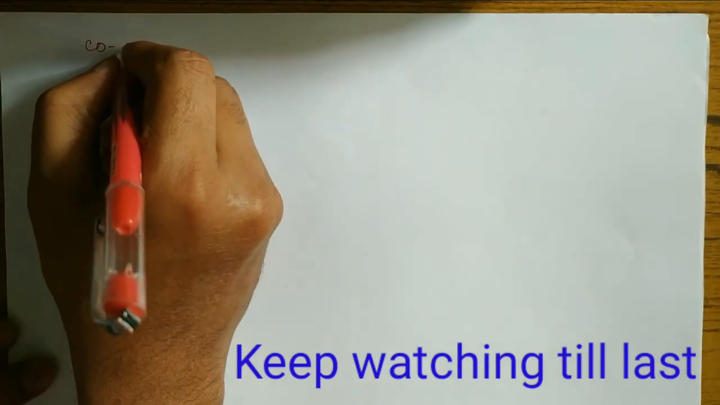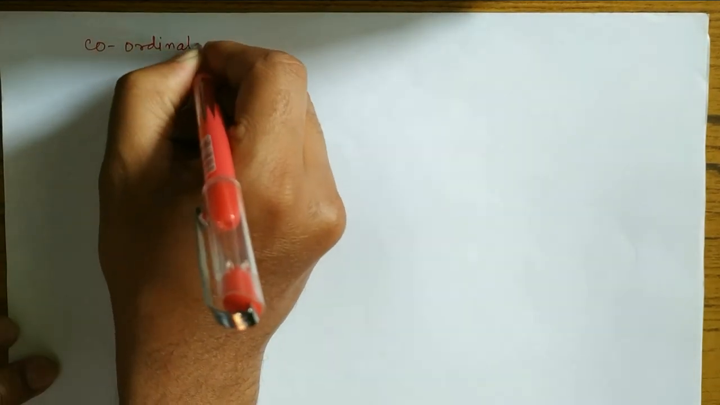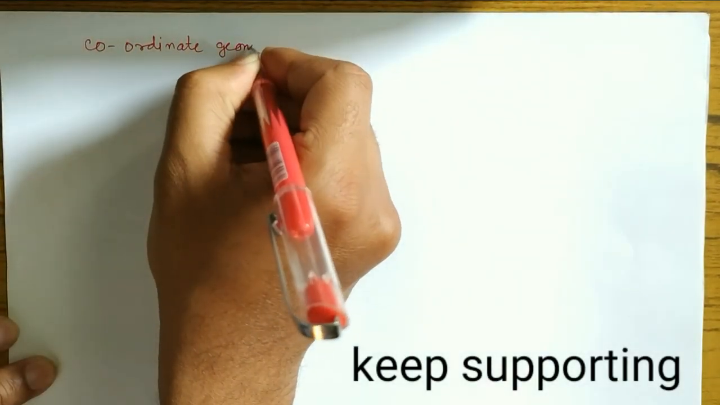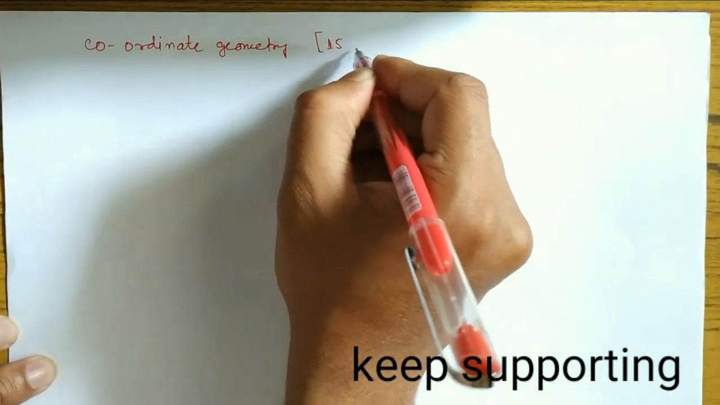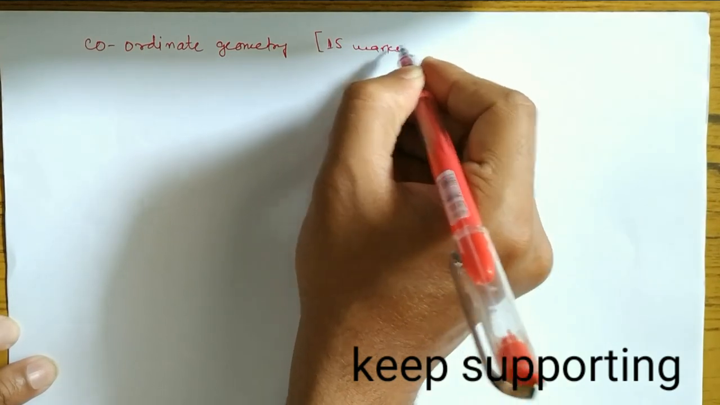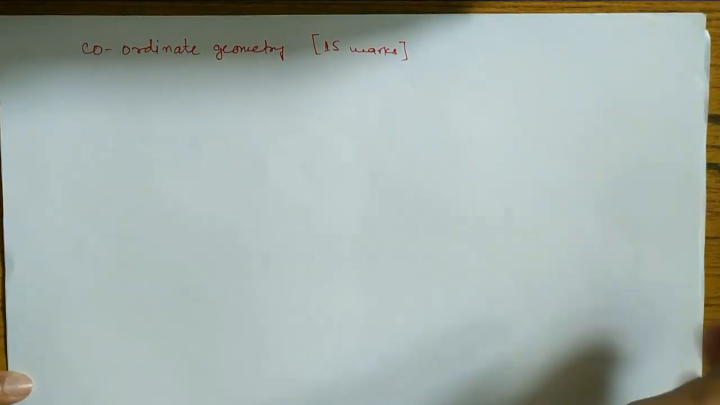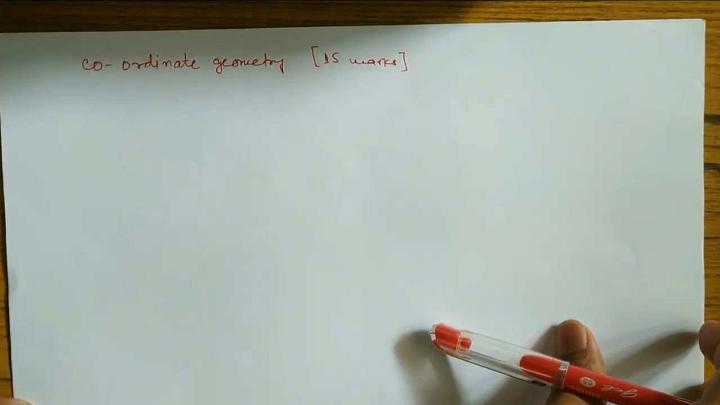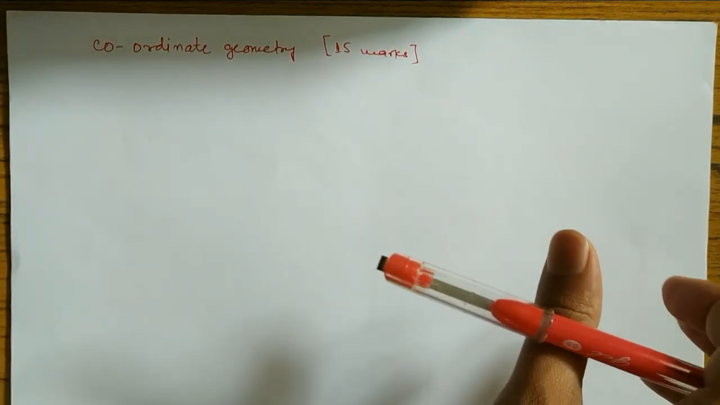Coordinate geometry. Around 15 marks you will get. 2 short questions of 1 mark, 2 questions of 2 marks, 1 question of 4 marks and 1 of 5 marks. Sometimes you will get 2 questions of 4 marks, not a 5 marks question.